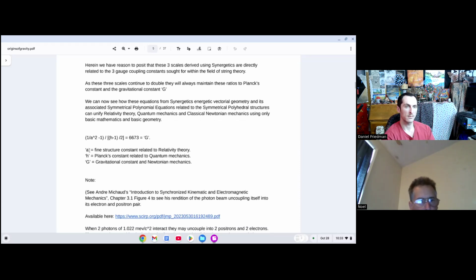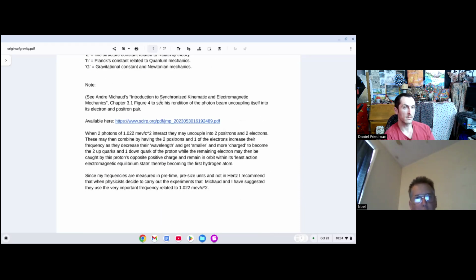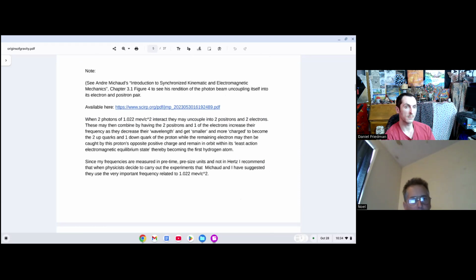We see here then, this is our basic equation: 1 divided by a squared minus 1 divided by h minus 1 divided by 2 equals g. So in Andre McCaugh's work, Introduction to Synchronized Kinematics and Electromagnetic Mechanics, in Chapter 3.1 in Figure 4, he shows a rendition of the photon beam uncoupling itself into its electron and positron pair.